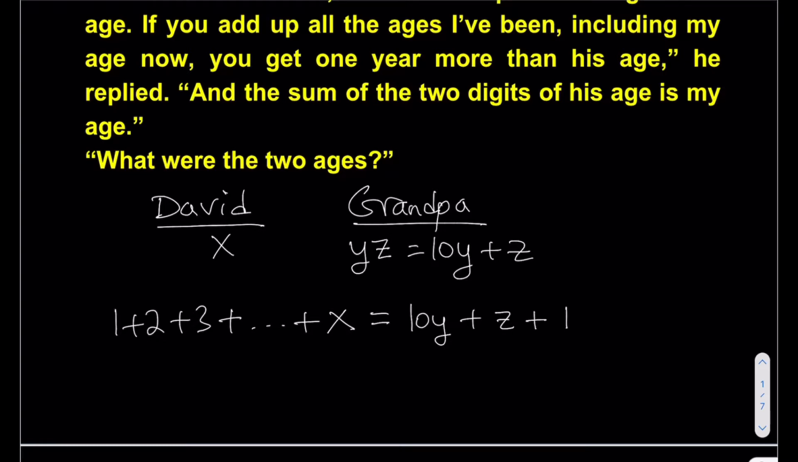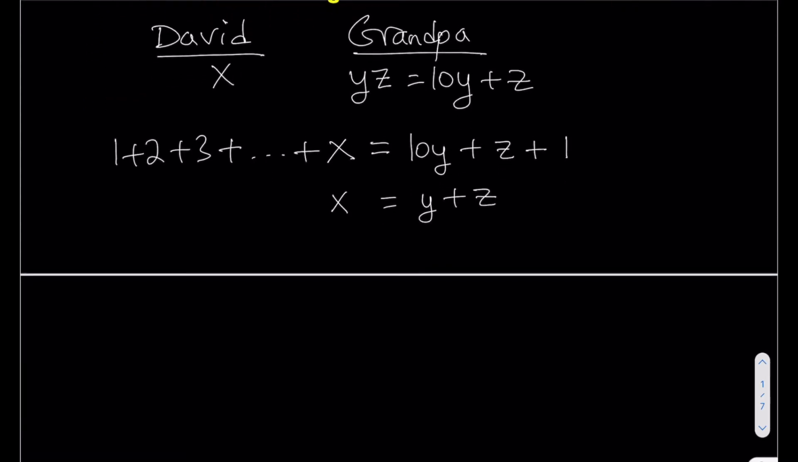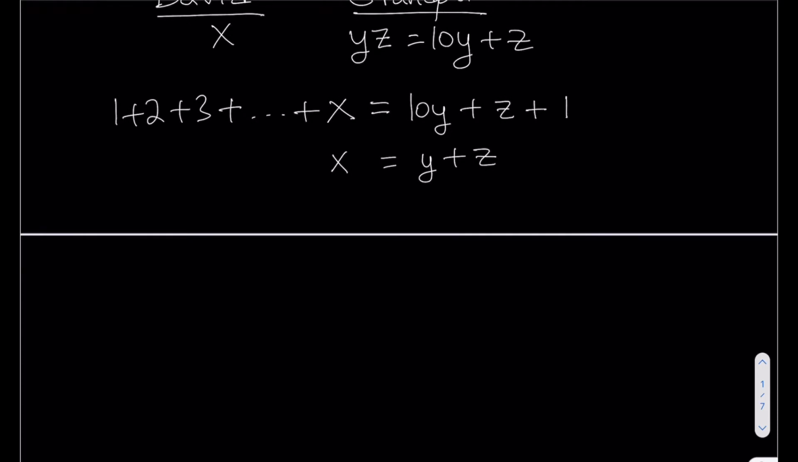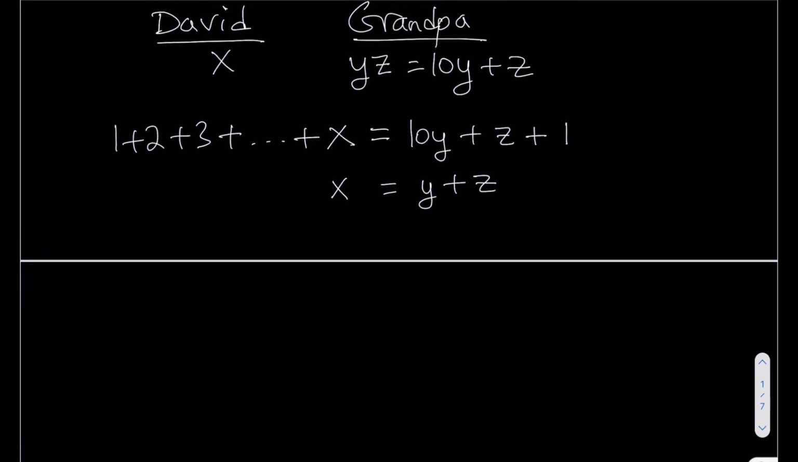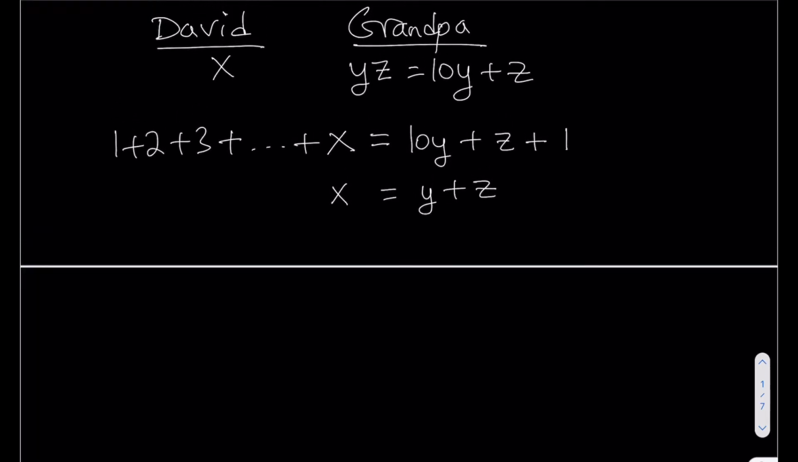Then we have another equation that says the sum of the two digits of his age is my age. So if you add up the digits of grandpa's age, which is y plus z, that should give us x. So x is equal to y plus z. We basically get a system of two equations here, but the solutions need to be integers. So let's take a look at different cases.